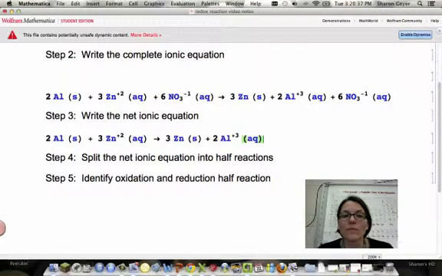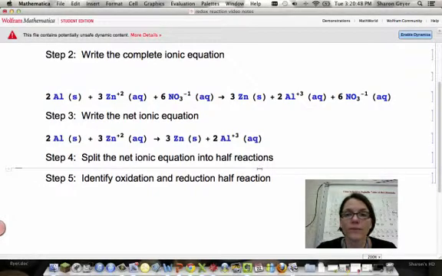Those ions that are the same on both sides are called spectator ions, and they don't participate in the reaction. The net ionic equation just shows what's happening in the chemical reaction. Okay, so we're making progress. Now I'm going to split this into 2 half reactions. One of the half reactions is going to show what's happening to the aluminum. The other half reaction is only going to show what's happening to the zinc.